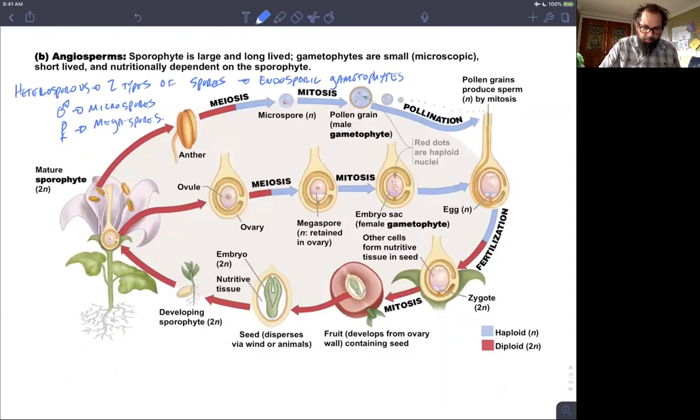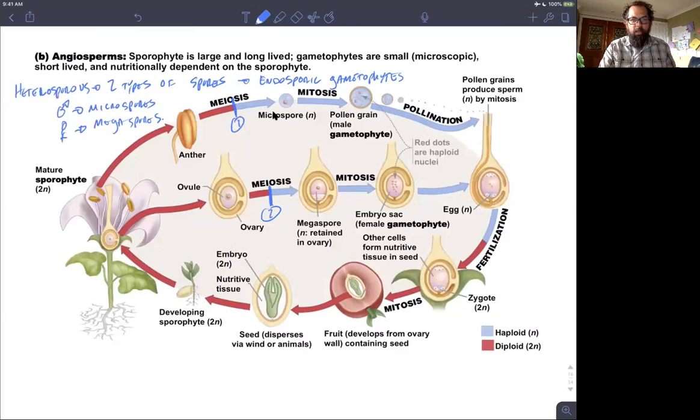So because we're heterosporous, we have to talk about meiosis in two different places. Meiosis happens in both the anthers of the flower as well as inside of the ovule of the flower. Those are the two places where meiosis occurs, and the two places where those separate endosporic gametophytes are going to develop. And so let's just look at the anther side of this to start with.